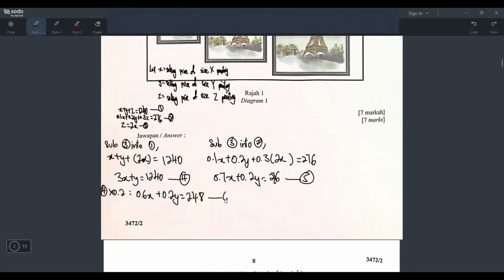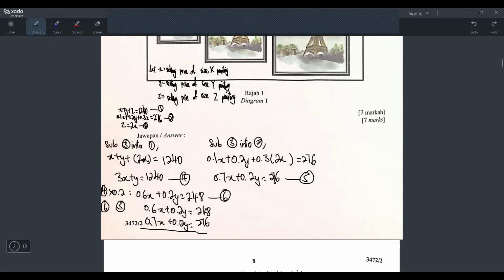And then let's call this equation 6, right? And then I can take equation 6 and equation 5 and then do penghapusan, right? But penghapusan tak semestinya minus. Sometimes dia boleh jadi plus juga. But this one is minus lah. 0.6x plus 0.2y equals 248. That's equation 6. Equation 5, 0.7x plus 0.2y equals 276.